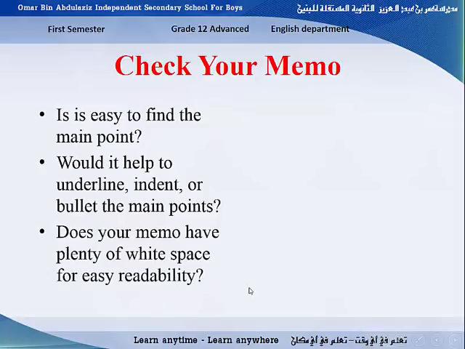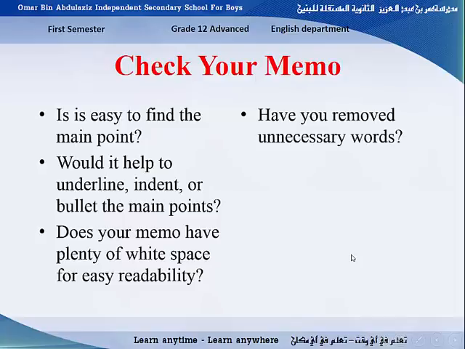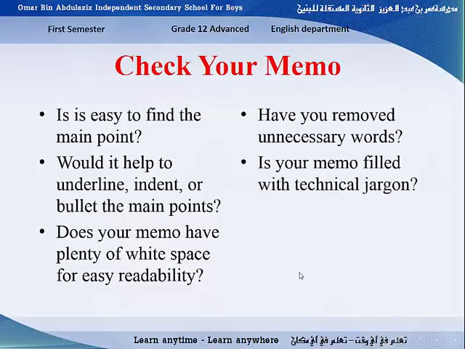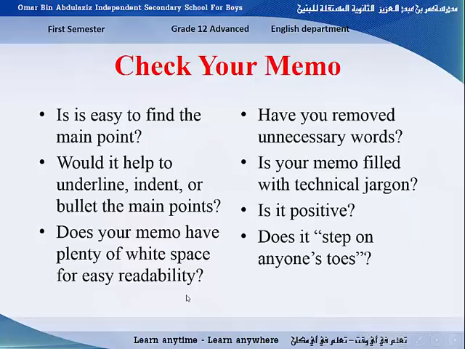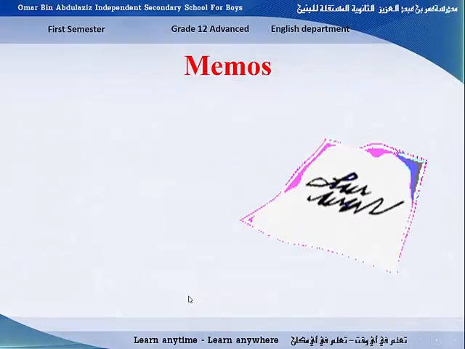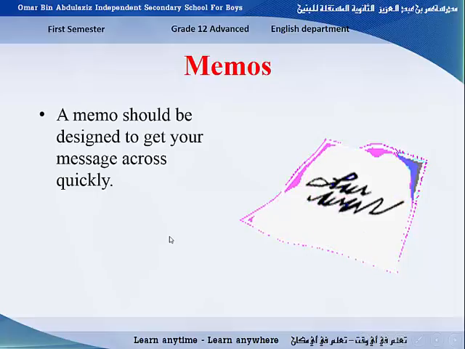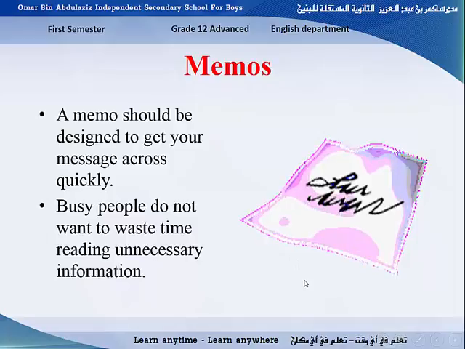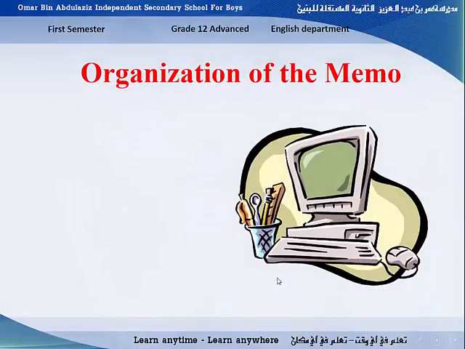Does your memo have plenty of white space for easy readability? Have you removed unnecessary words? Is your memo filled with technical jargon? Is it positive? Does it step on anyone's toes? A memo should be designed to get your message across quickly. Busy people don't want to waste time reading unnecessary information. So you put all these notes in your mind when writing a memo.